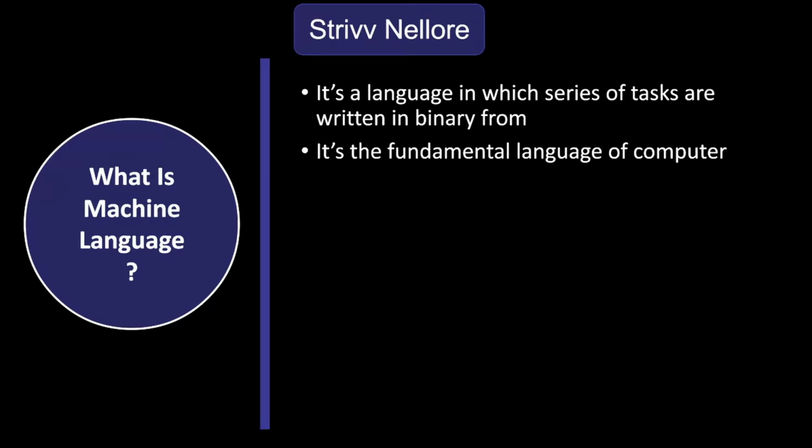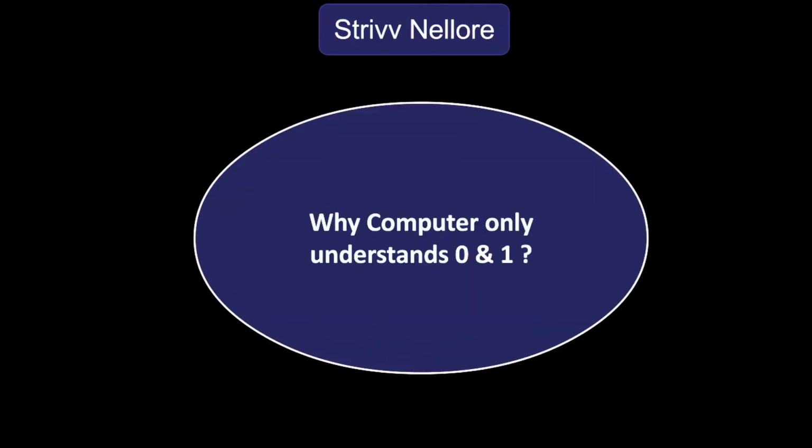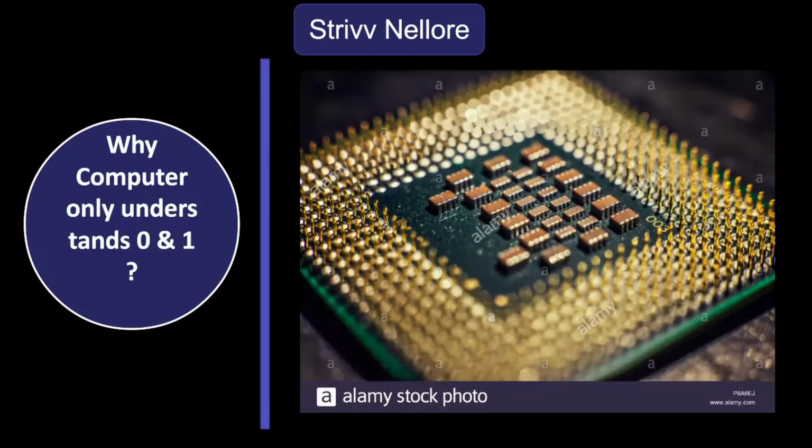Computer cannot understand high level language, computer cannot understand assembly language, computer can only understand machine language. Computer can only understand zeros and ones. Now you may have a doubt: why does the computer only understand zeros and ones? There is a reason for that.